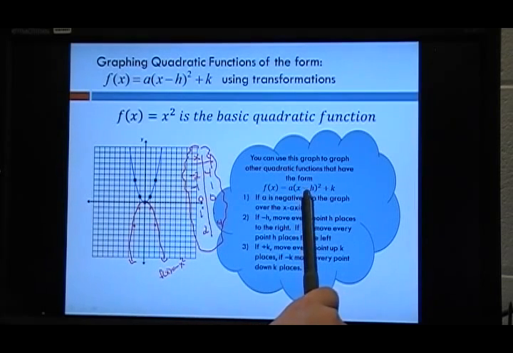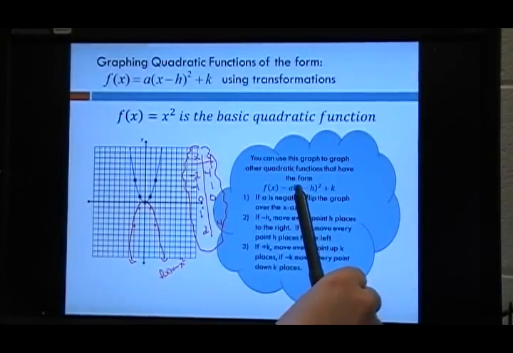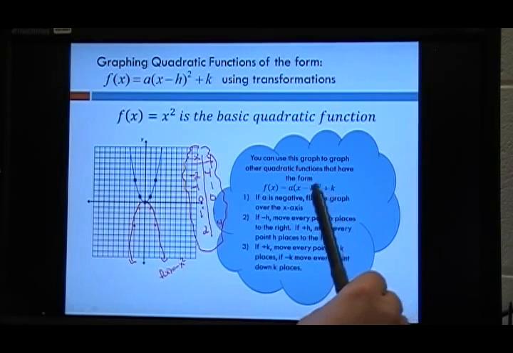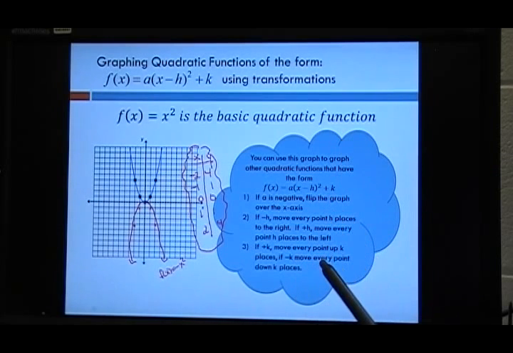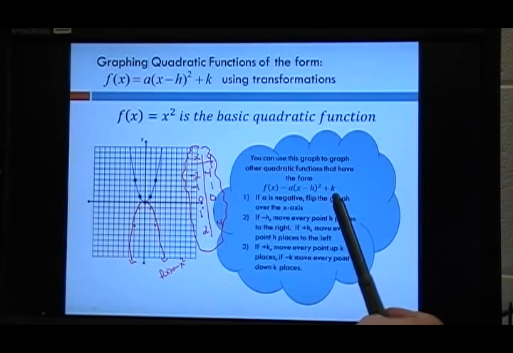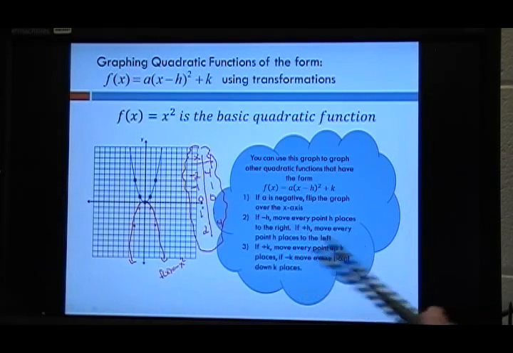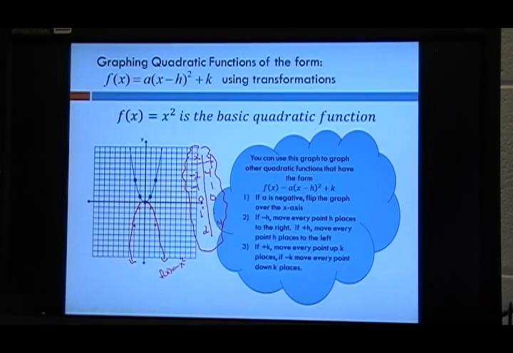If you have x minus a number, you're actually going to be shifting your graph to the right. If you have x plus a number, you're going to move every point on the graph h places to the left. Okay? And then if your function has a constant value out here, that tells you that you would need to shift up if k is positive, or shift down if k is negative. And that would be however many k places you need to go, whatever that value is.